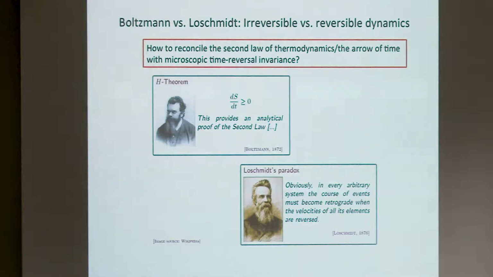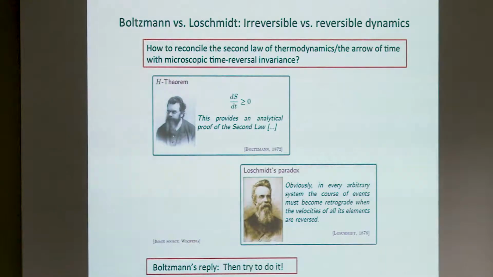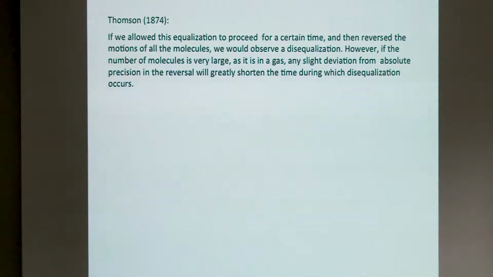The answer to this objection attributed to Boltzmann is very insightful. "Then try to do it." This is a very good answer, and has been elaborated on a bit more by Thomson, whom you probably better know as Lord Kelvin. And he makes the following observation. So yes, we go back to this Gedanken experiment with the gas expanding into the full volume. If you reverse the motions of all the molecules, yes, you go back in time. But if you don't do this with increasing accuracy, as the time that you let the system initially evolve becomes longer, then any deviation from absolute precision will make it impossible to go back to your initial state.